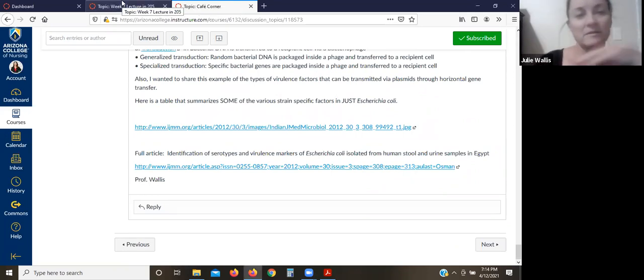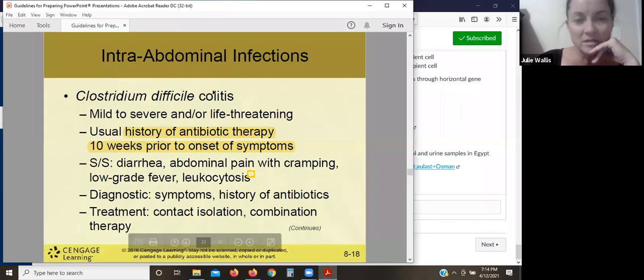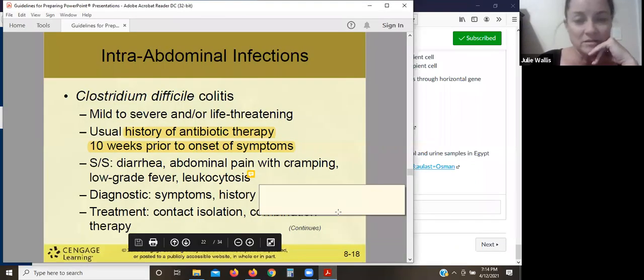Anyways, it gives a lot of details about the C. diff infection. That one is a common hospital-acquired infection, so I think it comes up somewhere else in our discussion also.